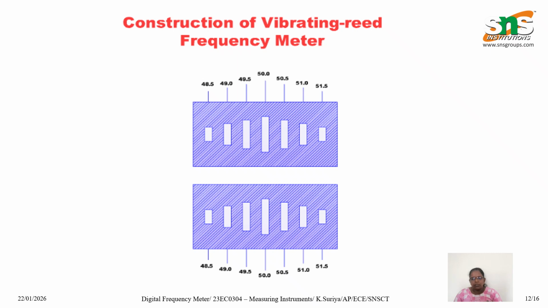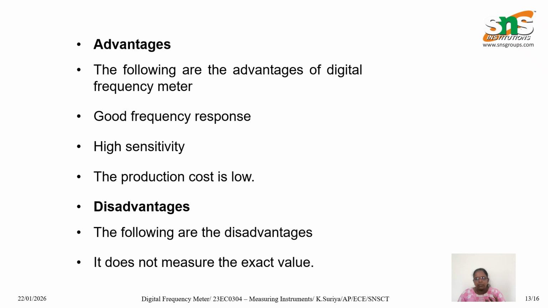Although these analog instruments were used earlier, digital frequency meters are now preferred because of their high accuracy, compact size, and faster response. Now let us see the advantages of digital frequency meters. They have good frequency response and high sensitivity. They provide accurate readings and are easy to operate. The production cost is comparatively low because of modern integrated circuits and digital electronics. Digital displays reduce reading errors and improve reliability. These instruments also support automatic operation and integration with modern electronic systems.